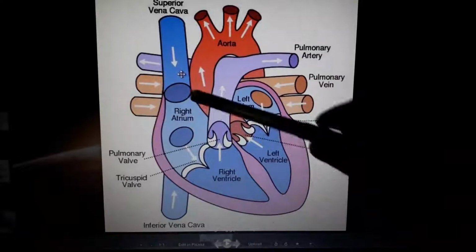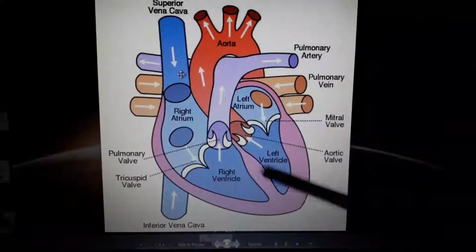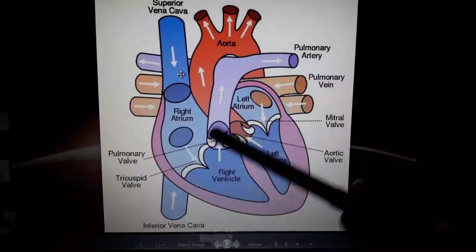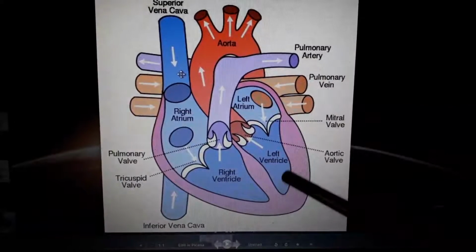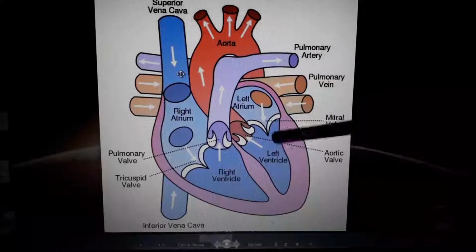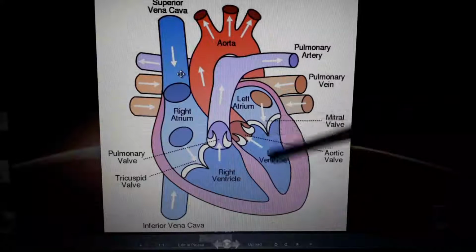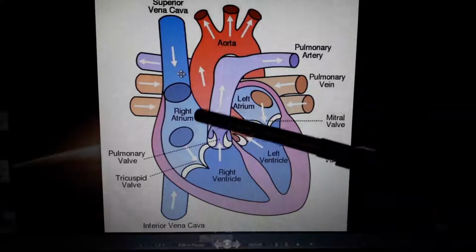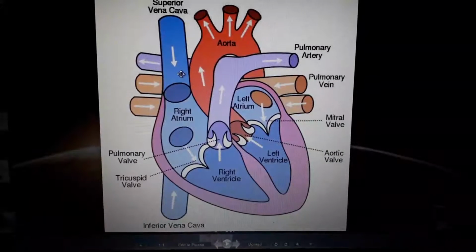See, a wall separates, like a partition, it is separating the right ventricle, right atrium, and left ventricle and left atrium. So pure blood is every time in this left ventricle and left atrium, and impure blood is every time in right atrium and right ventricle. Okay, and one condition is there.